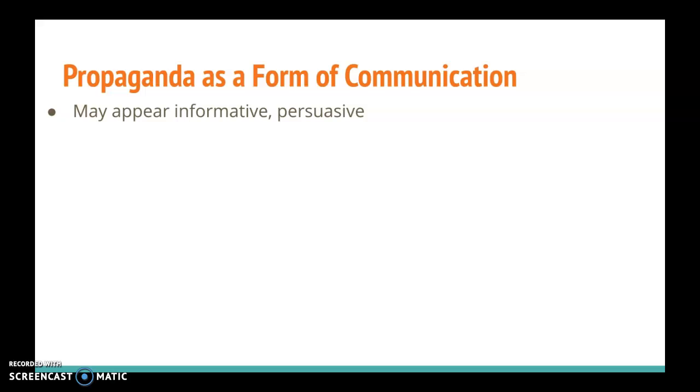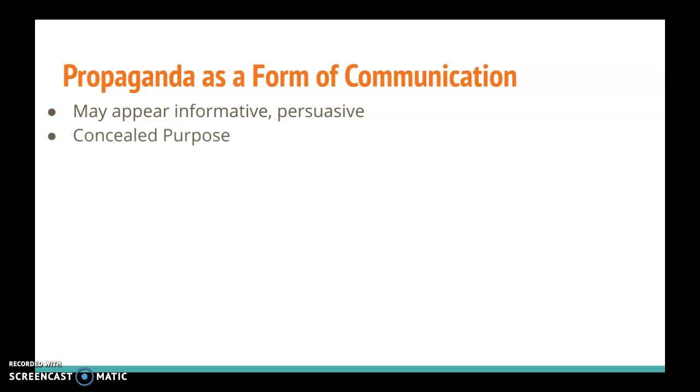But in reality, the purpose is not to promote mutual understanding, but rather to promote the propagandist's objectives. The propagandist will attempt to control information and manage the public's opinion by shaping perceptions through different strategies of informative and persuasive communication. So let's try to better understand the methods that they will use.